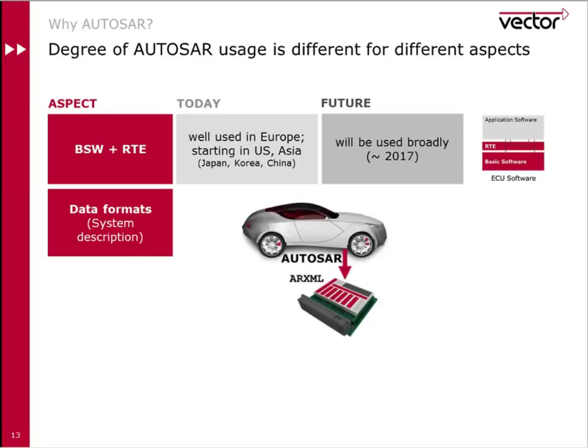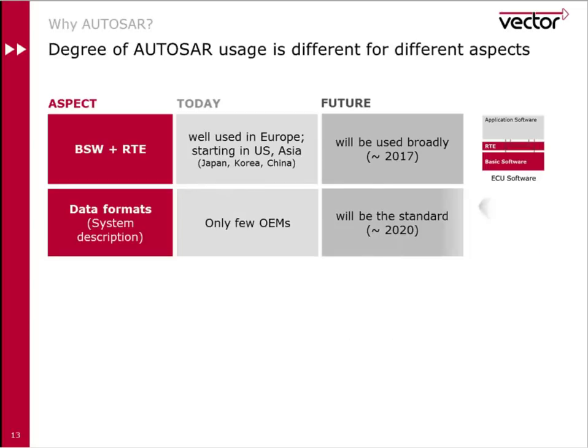When it comes to the data formats, and this is essentially the replacement of the DBC file with AUTOSAR system descriptions or ECUC files, today we find that only a few OEMs are very strongly using the AUTOSAR extracts and the AUTOSAR communication descriptions, but more and more OEMs are steadily migrating away from DBC files and FIBEX files and moving towards the AUTOSAR ARXML files. And we really think this will be a standard method of data exchange from around about 2020.